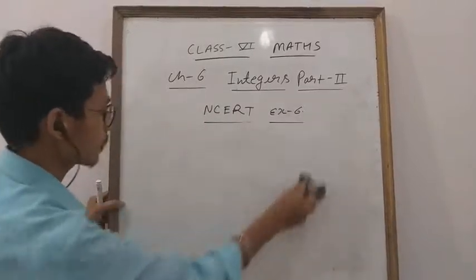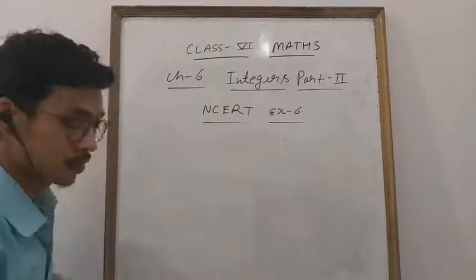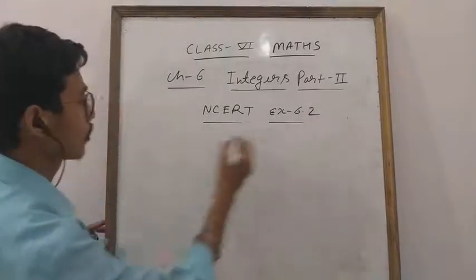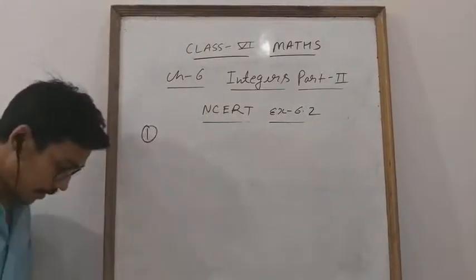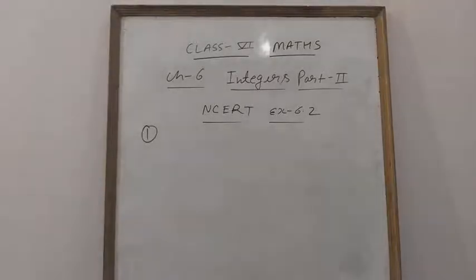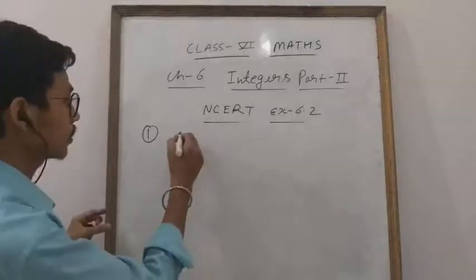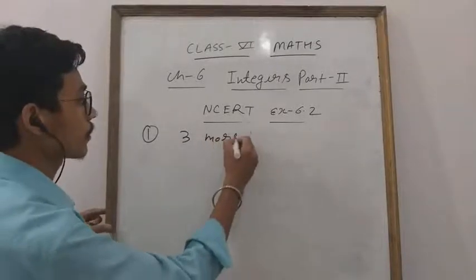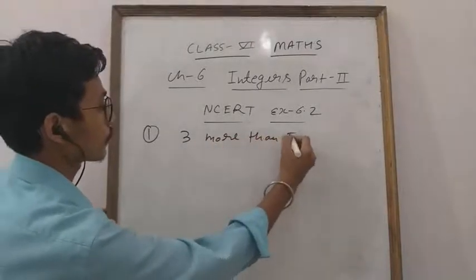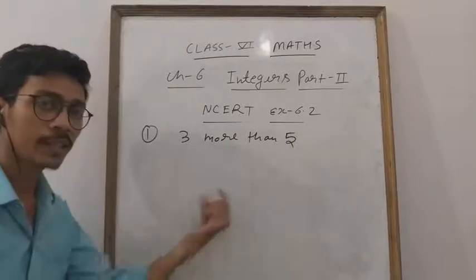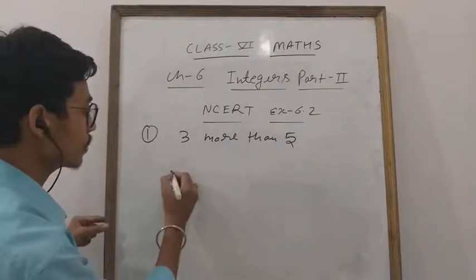Now come to exercise 6.2. What is given, student? First, 3 more than 5. See, student, you have to use a number line, and it is given 3 more than 5. Everything is given in the question. So 3 more than 5, student, what is the meaning of this?